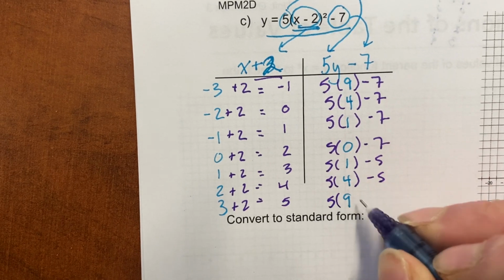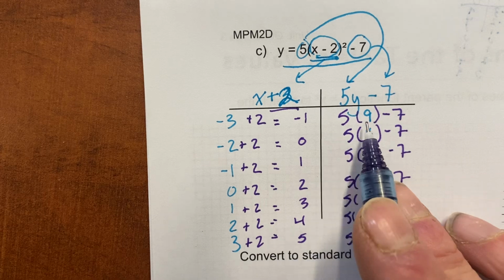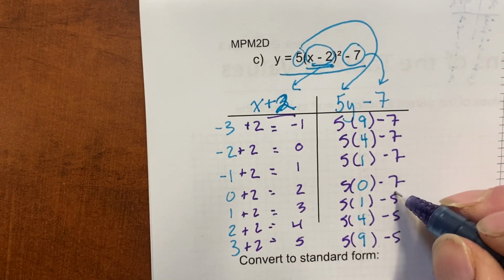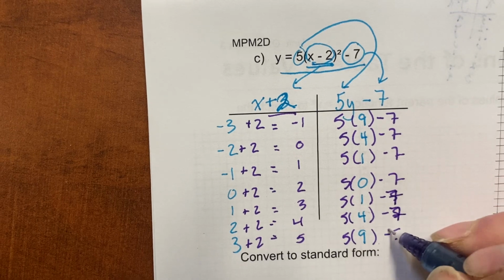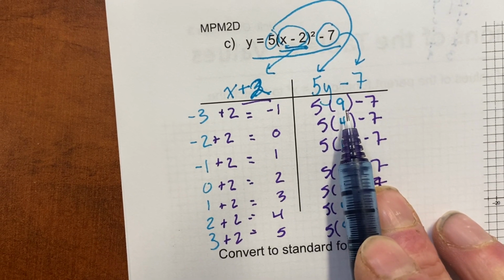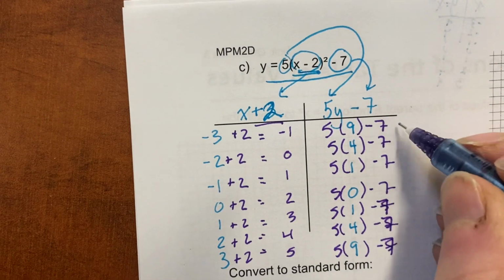I can do some of these in my head as I'm looking at them. Okay, so 5 times 9 is 45. Why did I change to 5s here? That's a silly mistake there. Sorry about that. 5 times 9 is 45. 45 minus 7 would be 38.